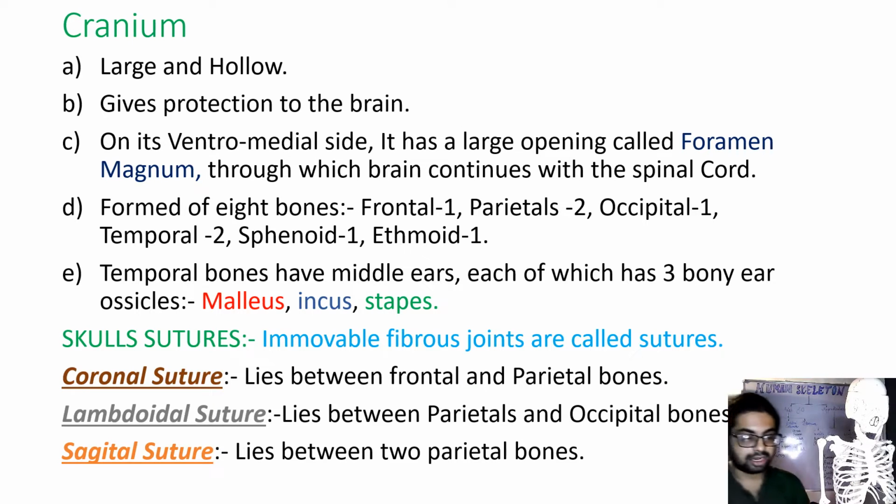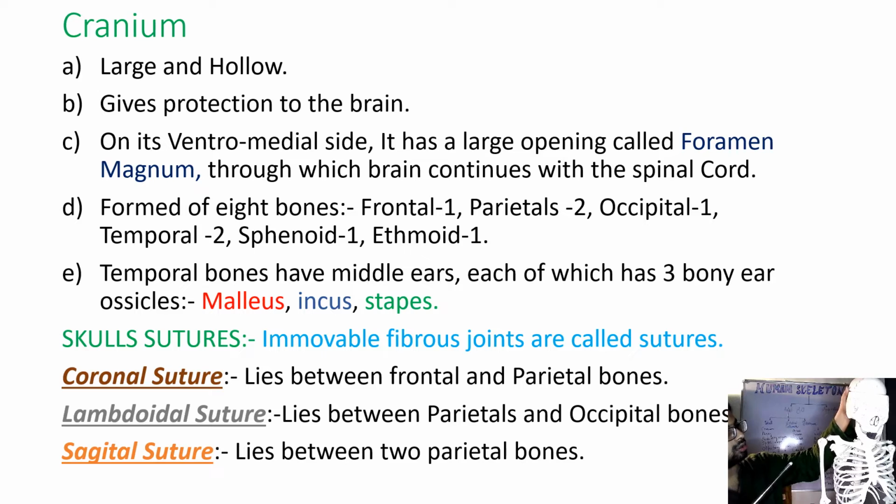Now what is a skull suture? This is the frontal bone. Either side you have the parietal bone and occipital bone behind to the cranium. So suture is something that joins the different parts of the cranium. Such as you see, this is the suture which joins frontal bone with the parietal bone, and this suture joins two parietal bones.